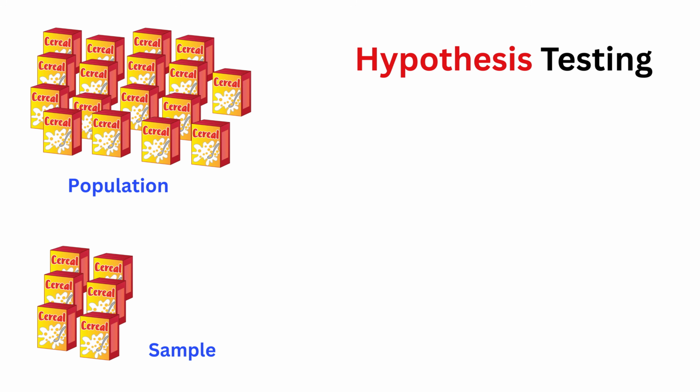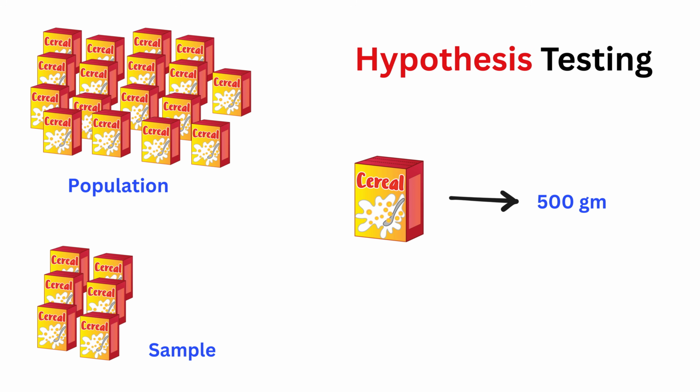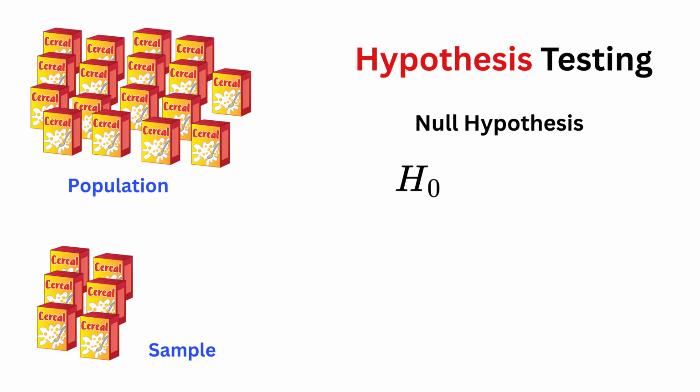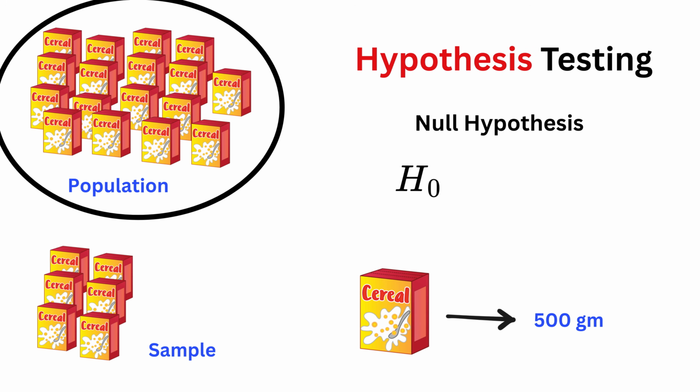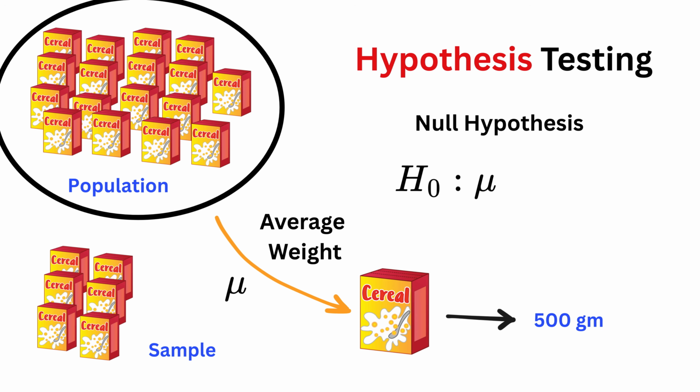Now back to our example. The company claims each box has 500 grams of cereal. That's the claim we're going to test. In hypothesis testing, this claim is called the null hypothesis. It's written like this: H sub 0, and it represents the idea that nothing has changed or nothing is wrong. It's the default belief or the currently accepted value of a parameter. So here, our null hypothesis is that the average weight of a cereal box is equal to 500 grams.